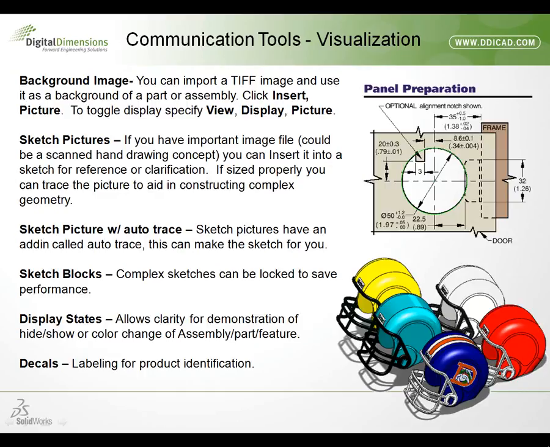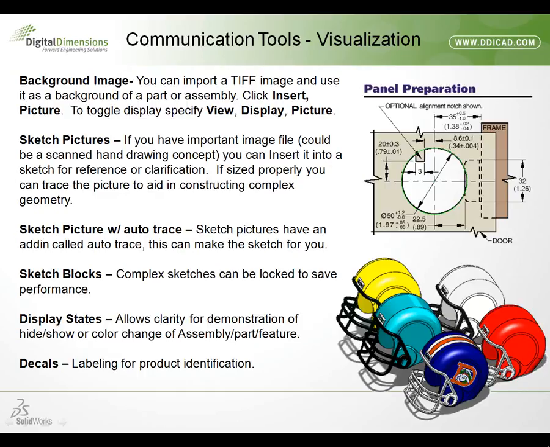The next item on here, sketch blocks. I threw this in here because when you're using sketch pictures and you're tracing images, you're going to end up with fairly complicated sketches in a hurry. A complex sketch is a sketch that's described as having more than one contour. So if you're manually tracing the images, you're going to be throwing in relationships and dimensions to define your contours.